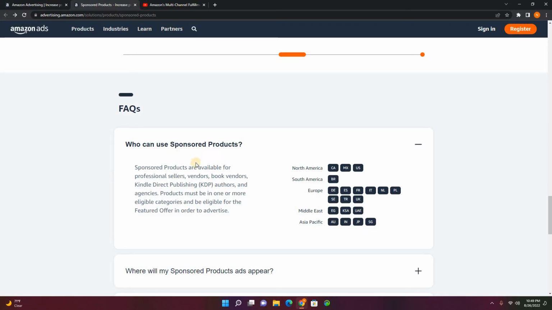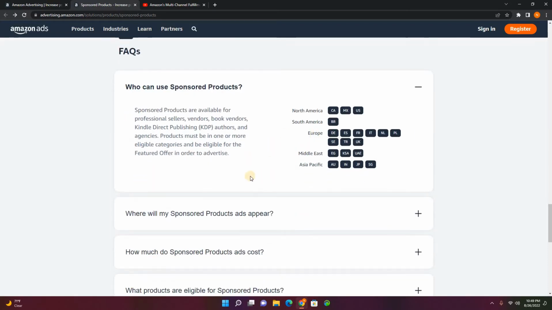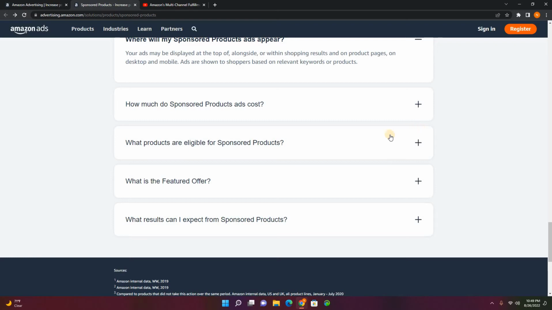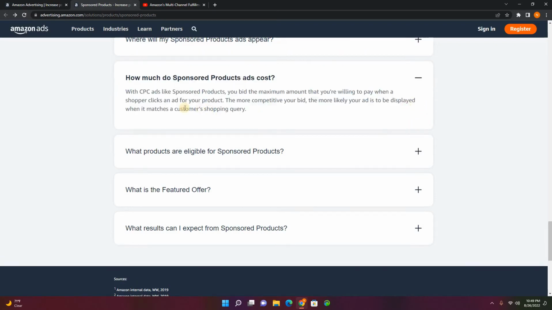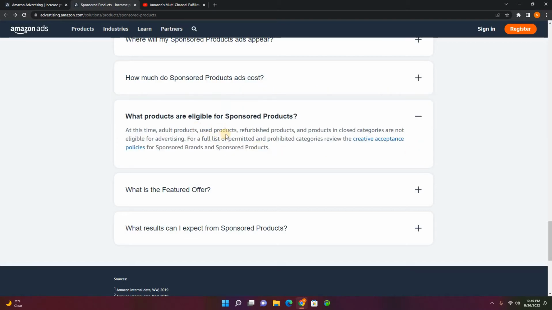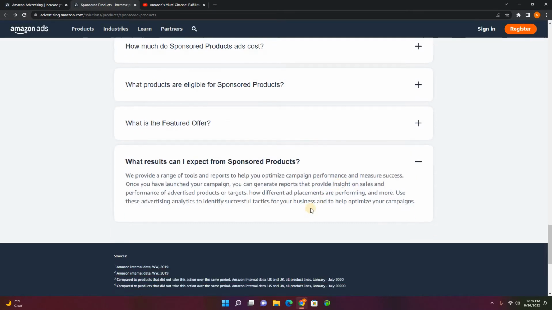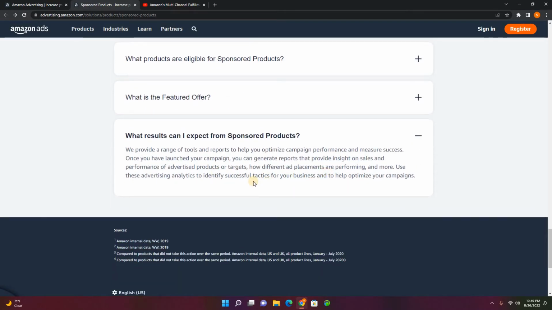who can use sponsored products. So you can see North America, South America, Europe, Middle East. There are many countries you can check from here. If you have a question like where will you sponsor, you have to check where your question is answered. What products are eligible, you can check from it. They also explain activation policies, so your question is answered there too.